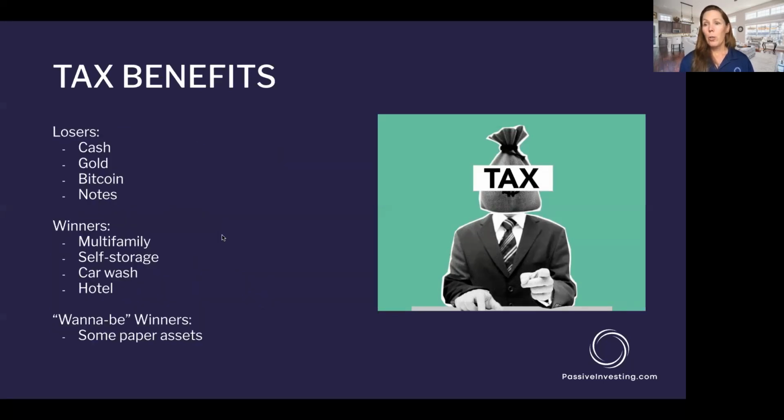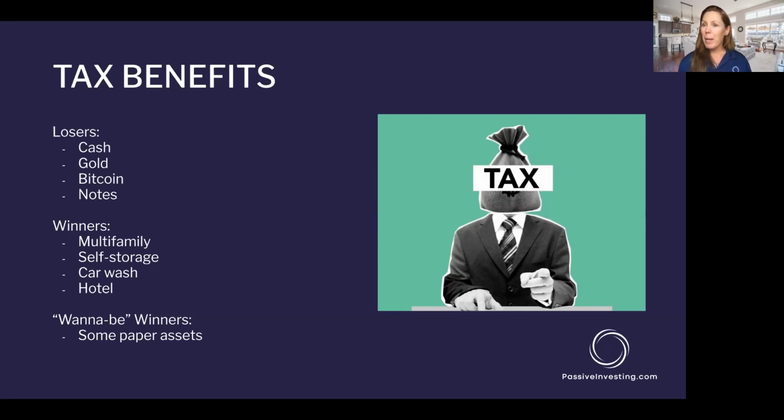Now, who are the losers? Right now our assets that are losers are cash, gold, Bitcoin, and notes. There are no tax benefits to holding these assets. And our winners are multifamily, self-storage, car washes, and hotels.